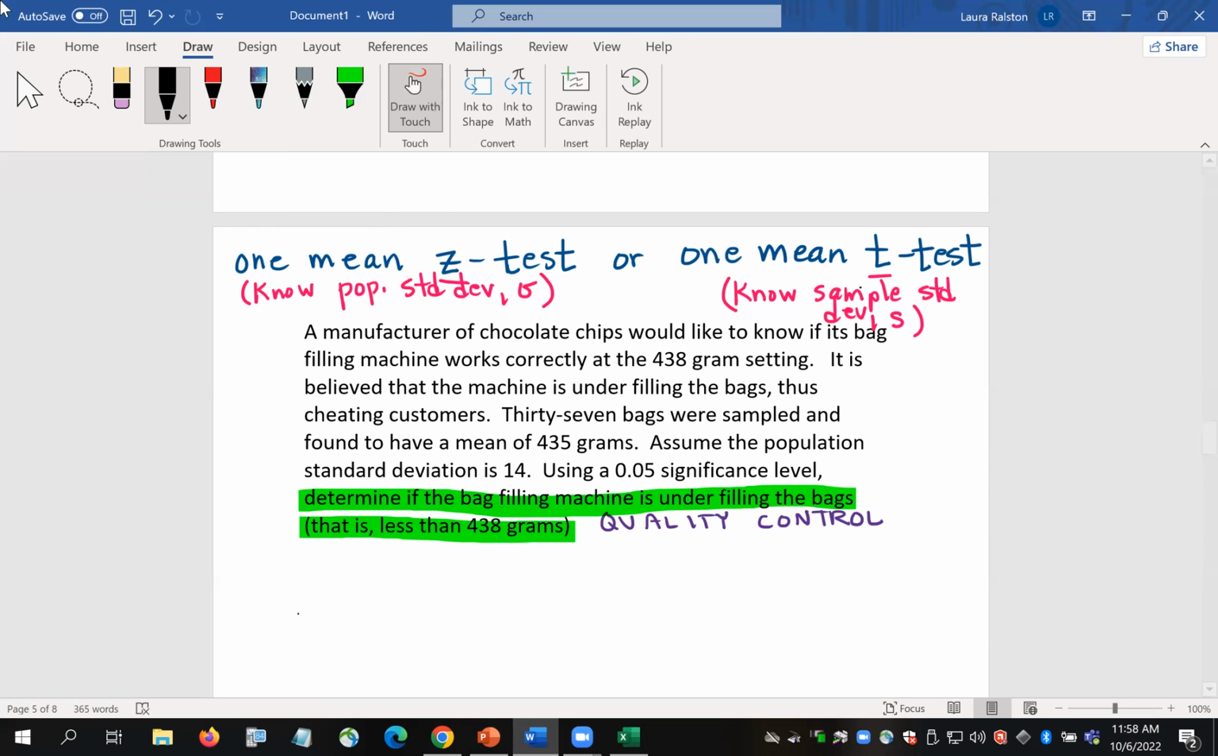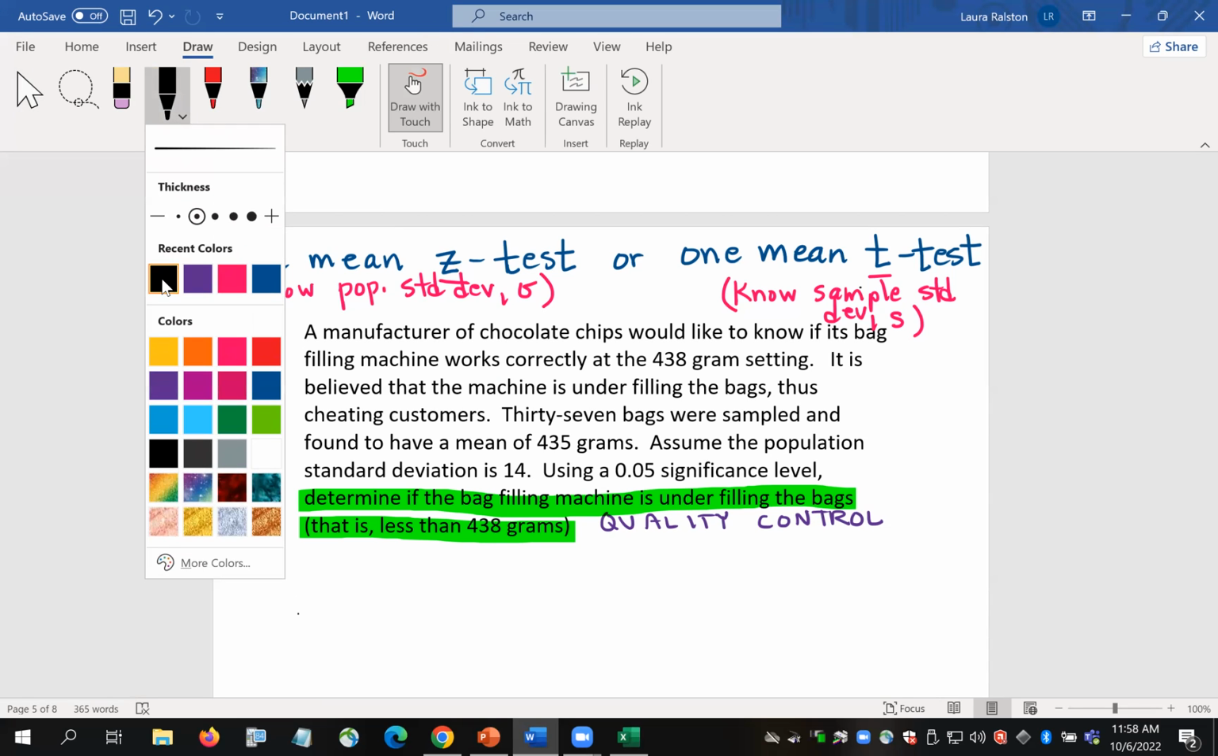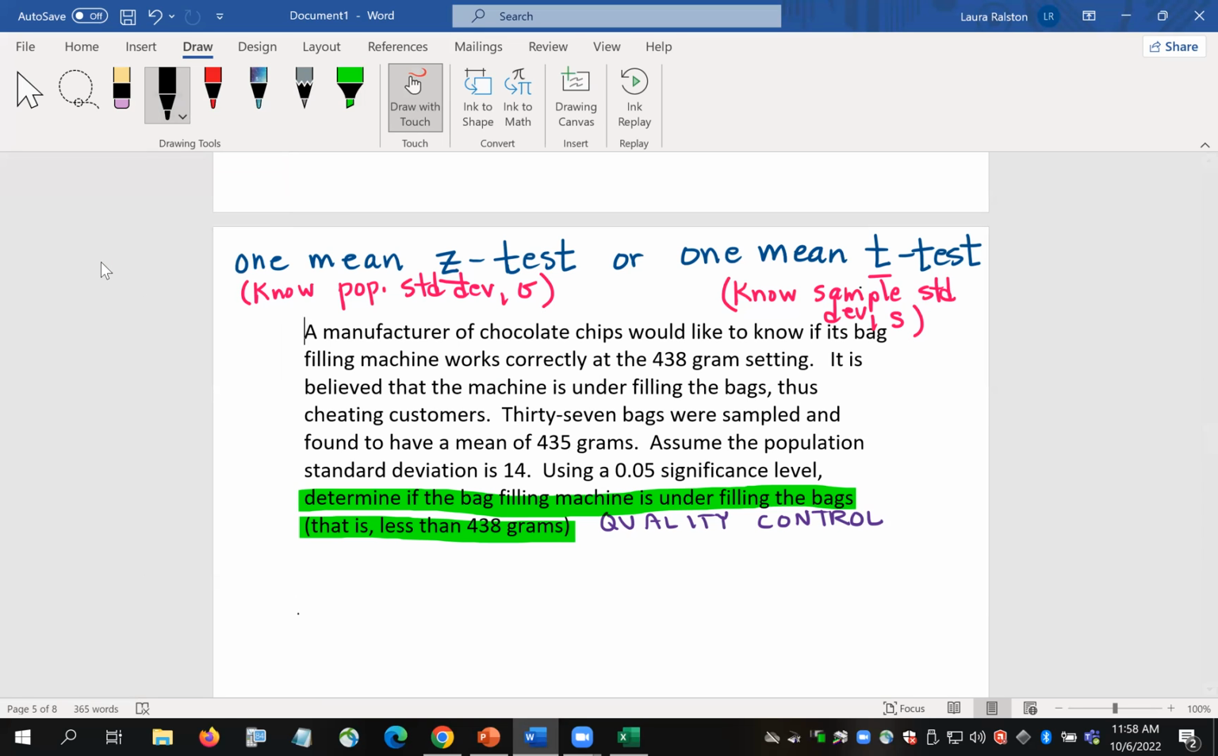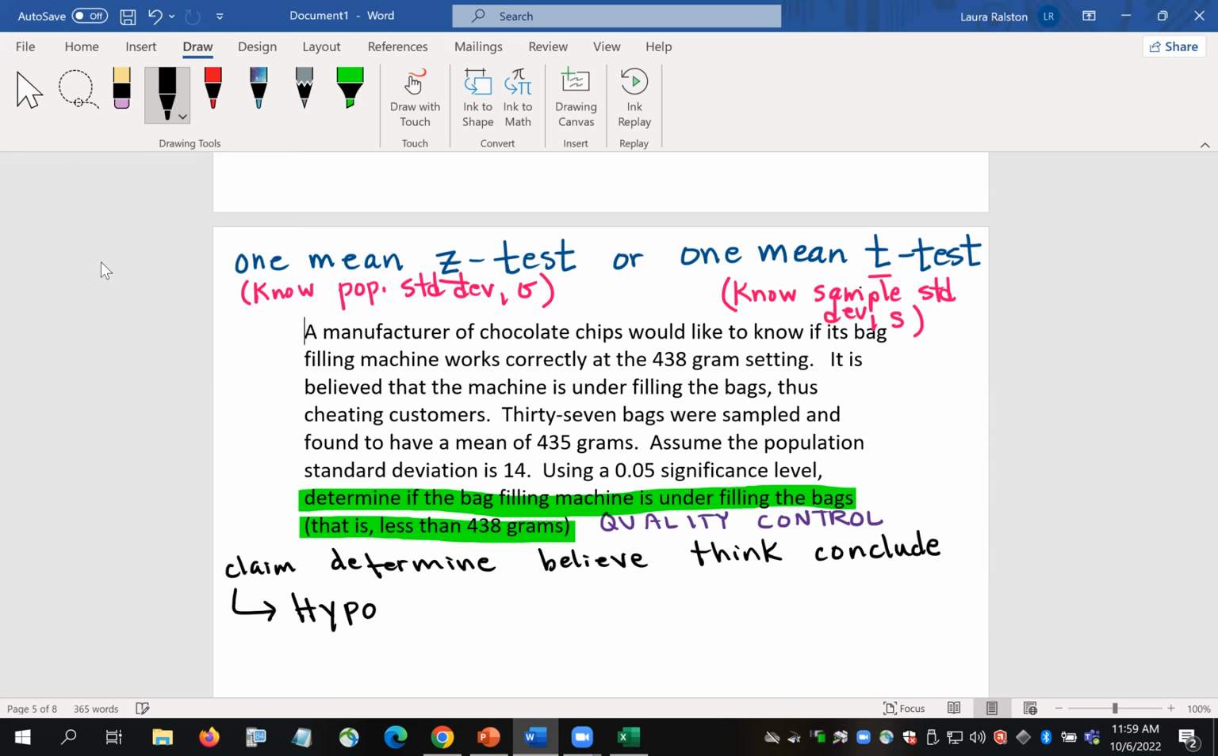So you want to look for, in case you're unfamiliar with it, words like claim. This one uses determine. You might see believe, think, conclude. Usually you'll see maybe one of those words or a word that is synonymous with those, and that's going to help you to identify what your hypothesis is going to be.